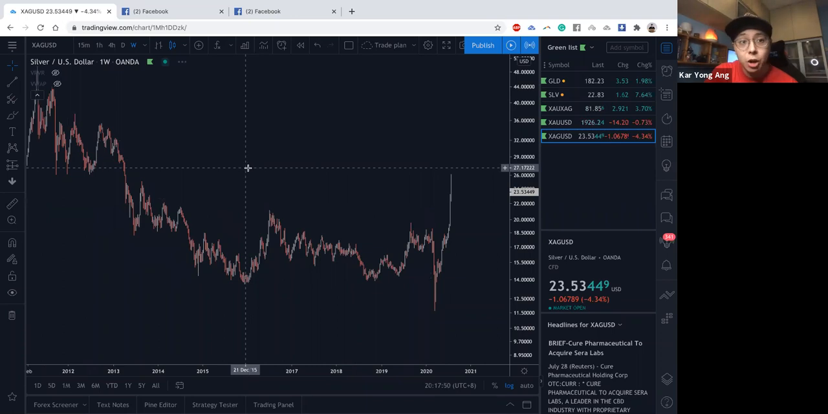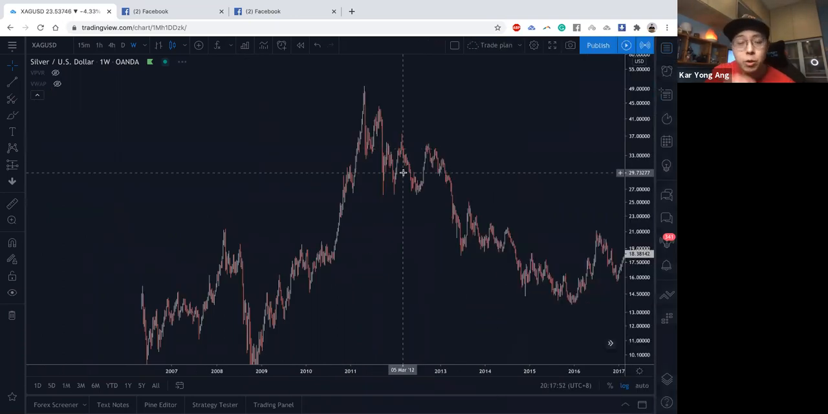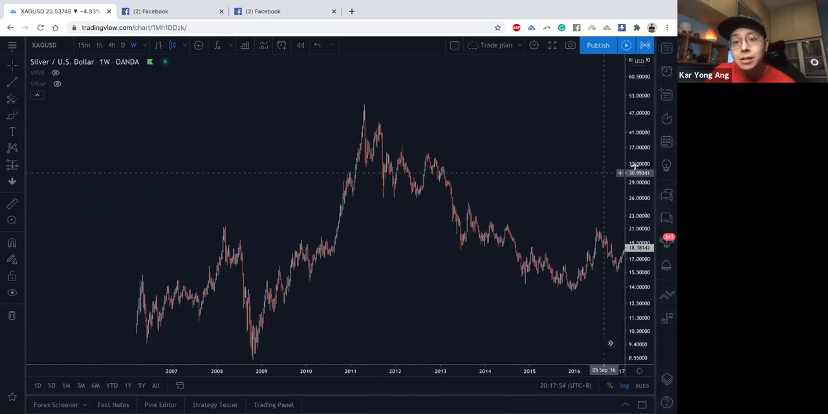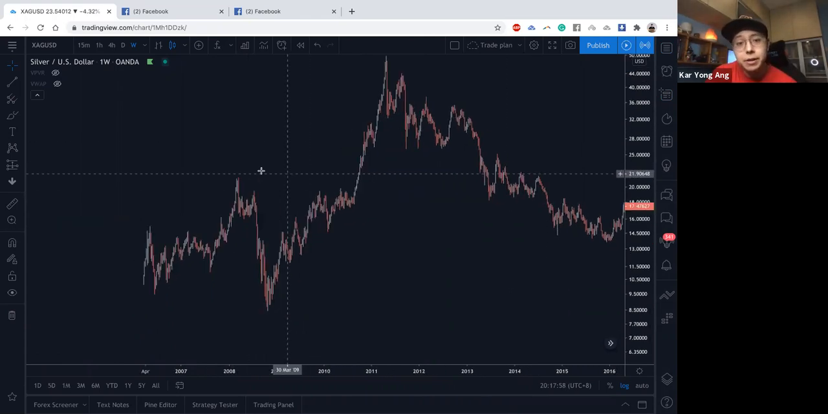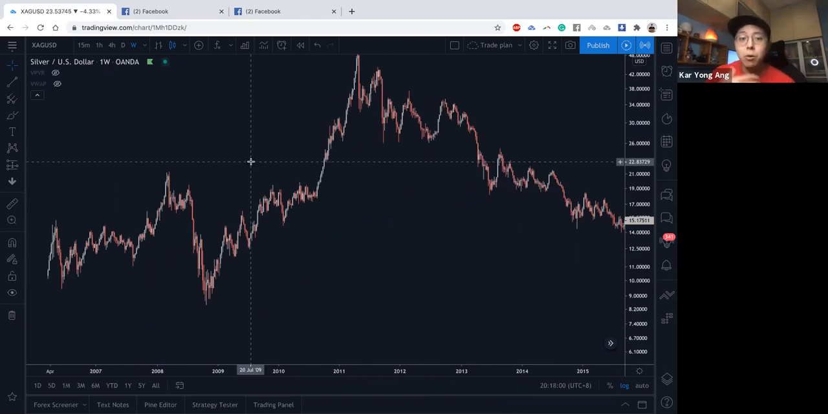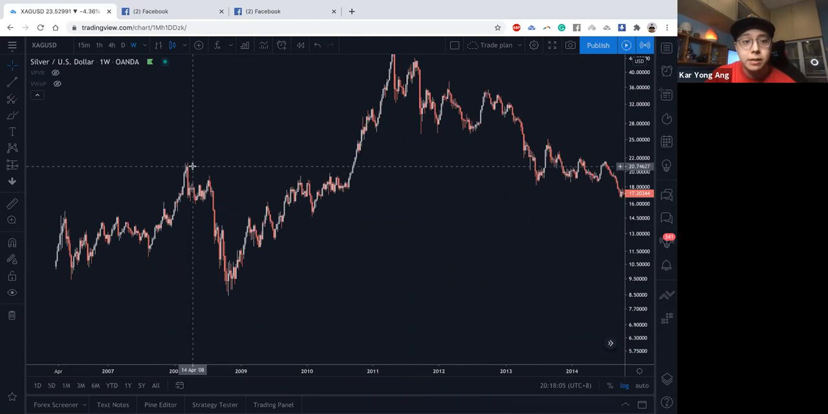This is a weekly chart, right? So let me bring you back to the period of our previous financial crisis, back in 2008, 2009. That's your subprime mortgage crisis that happened in the US. When that happened, you can see the first reaction is, of course, it went down. Both silver and gold went down the very first instant when that bubble burst and the whole financial crisis got started.